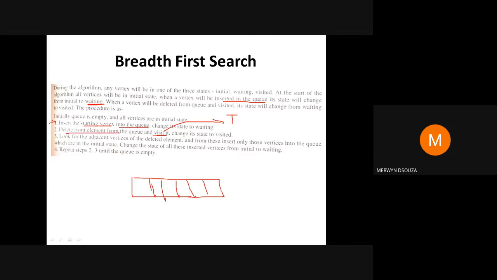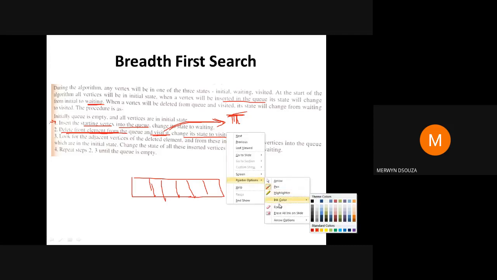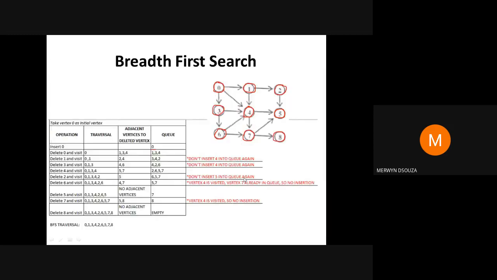Whenever we delete a vertex, we are going to visit it. So when we visit it, we are going to put it in the output. And this column that keeps track of the output is your traversal column. And after deleting, we are going to change the state of the vertex as visited. So this is what we will do now in the next slide.